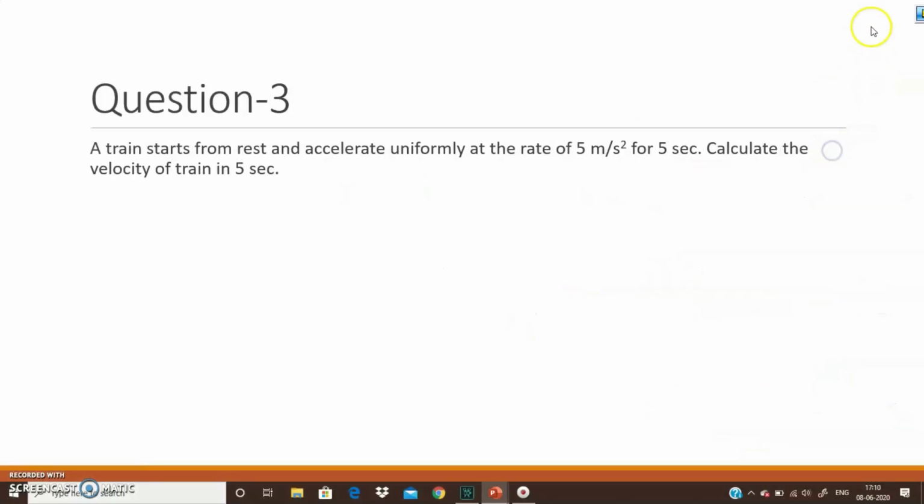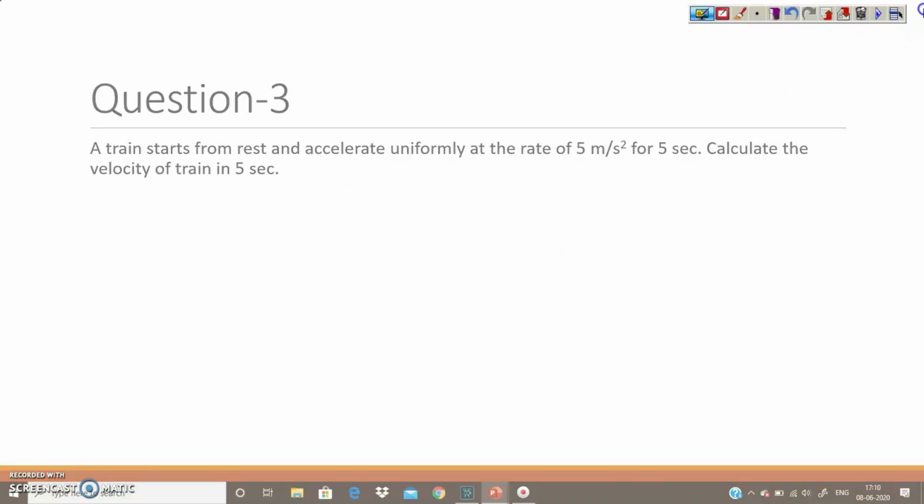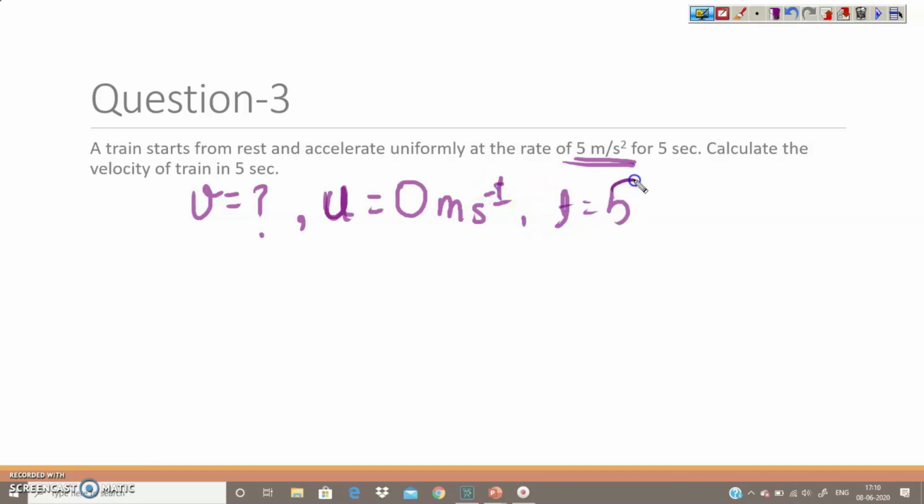Let's move on to our third question. Our third question is, a train starts from rest and accelerates uniformly at a rate of 5 meter per second square for 5 seconds. Calculate the velocity of the train in 5 seconds. Now we need to find the velocity. Let's write what things are given to us. It's saying starts from rest. That means initial velocity will be 0 meter per second. Time is given, 5 seconds.